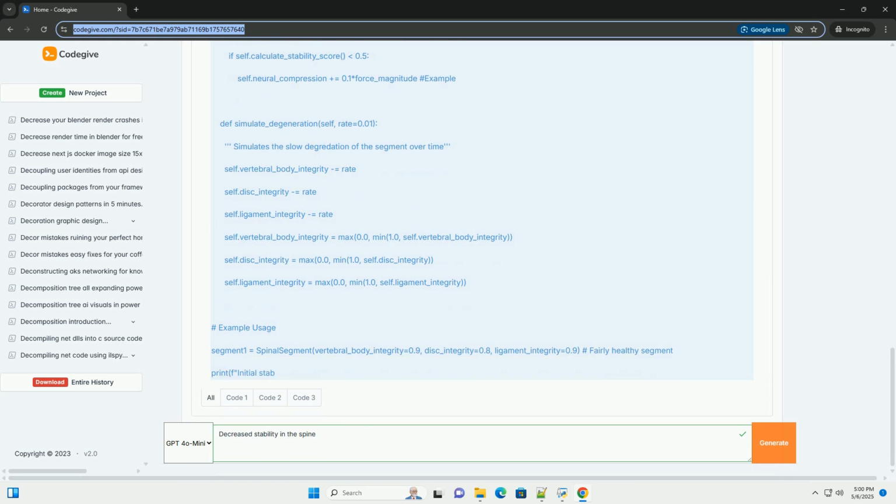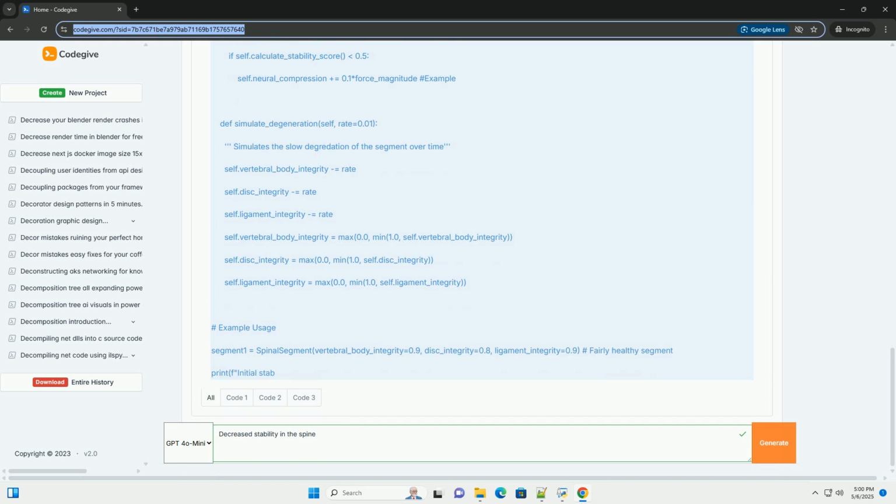Posterior column includes the pedicles, laminae, spinous processes, facet joints, interspinous ligaments, and supraspinous ligament. Resists torsion, twisting, and shear forces. Instability is more likely when two or more columns are disrupted. Specific etiologies. Trauma, fractures, dislocations, and ligamentous injuries due to car accidents, falls, sports injuries, or other traumatic events.